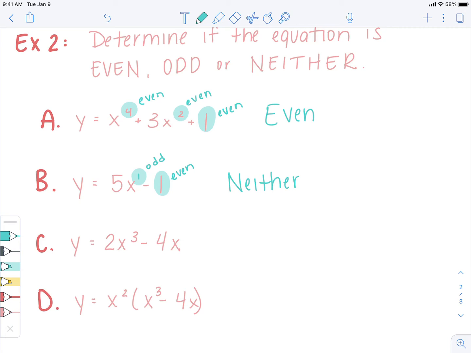You said constants are always even? Constants are always even, because our constants are moving up and down, right? That's our vertical translation. So they only count as even. No matter what the actual number is, they're only even. You could also think about it as it's really like saying x to the 0, because there's no x's there anytime you have a constant. And even though 0 isn't even or odd, we're going to keep it in the even category for this.